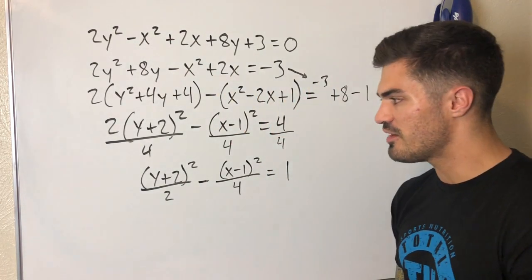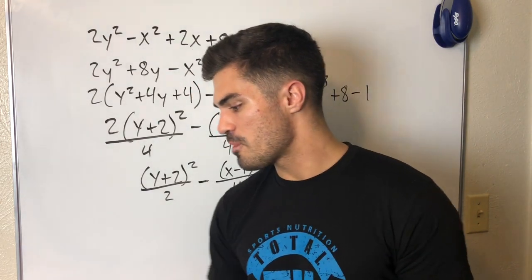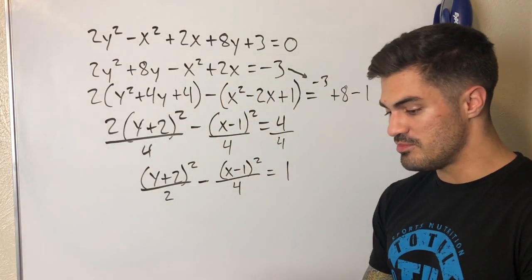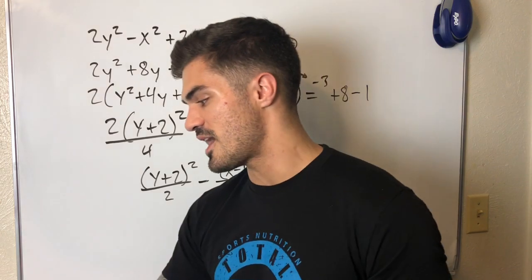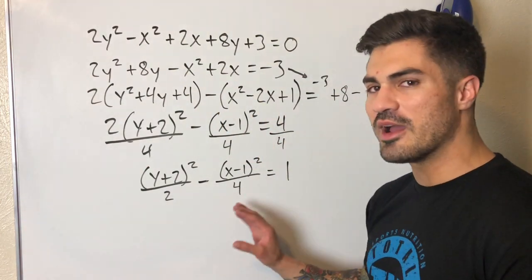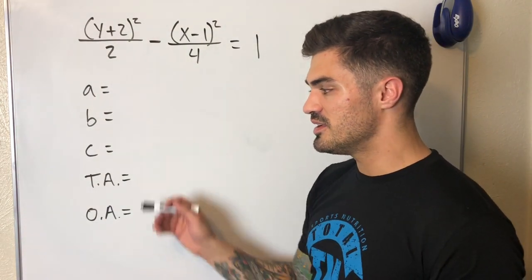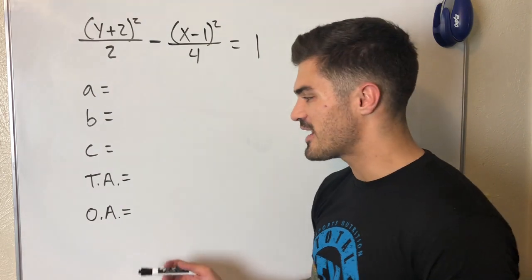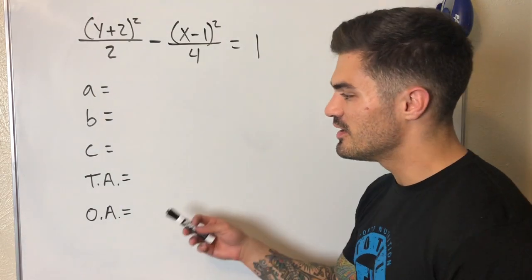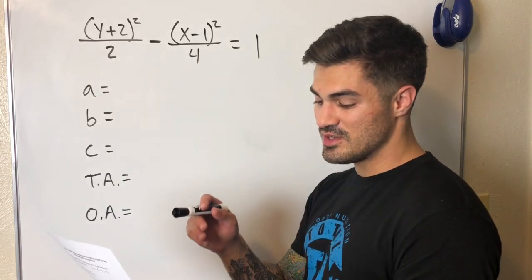This is the equation, and I have it in the form I need it to be in, because now I can determine where my center is. I can find my A, B, and C, and I can find the transverse axis and all the stuff I need to find. So I'm going to make this a little bit cleaner. I'm going to rewrite it a little bit. All right, so I have my equation. I need to find A, B, and C. I need to find the transverse axis, and I need to find the oblique asymptotes. I also need to find the center, the vertices, and the foci.